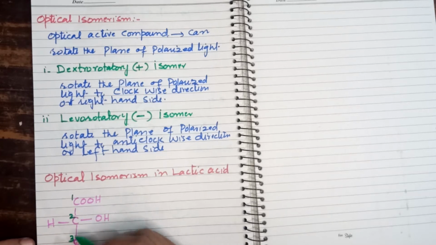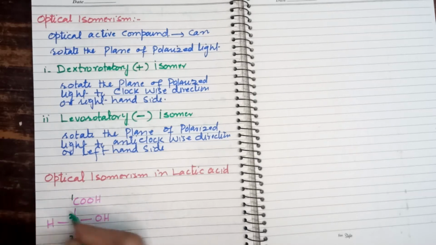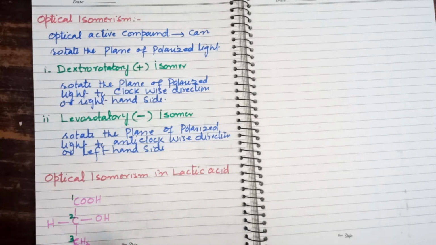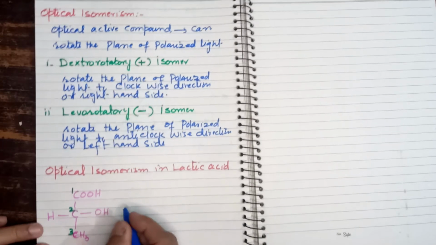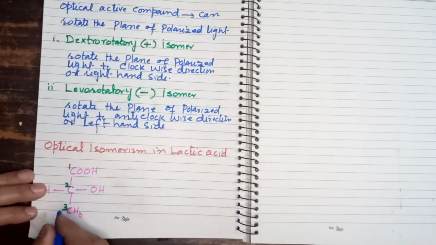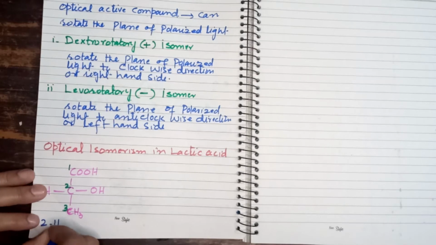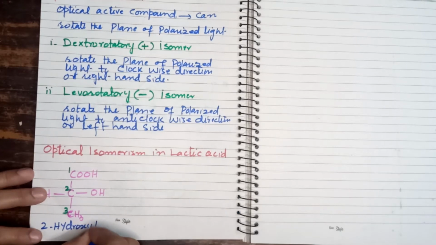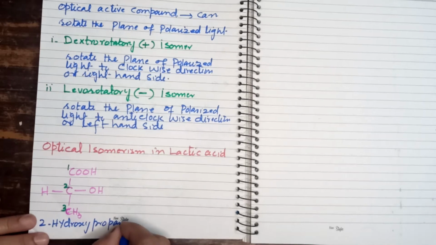How many carbon atoms are there? 1, 2, 3. So its name starts with prop. The e of ane is replaced by oic acid, right? So what is the name of this molecule, students? The IUPAC name of this molecule is 2-hydroxypropanoic acid. Propanoic acid, right students? 2-hydroxypropanoic acid.